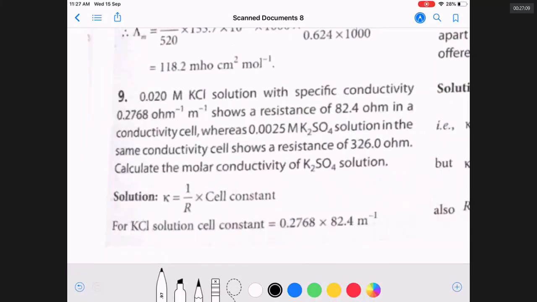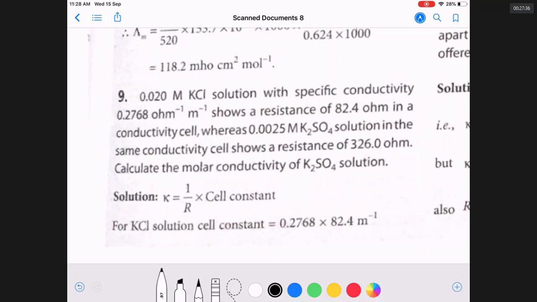A 0.020 molar KCl solution with a specific conductivity of 0.2768 ohm inverse per meter shows a resistance of 82.4 ohms in a conductivity cell, whereas a 0.0025 molar K2SO4 solution in the same conductivity cell shows a resistance of 326.0 ohms. What is the molar conductivity of K2SO4?